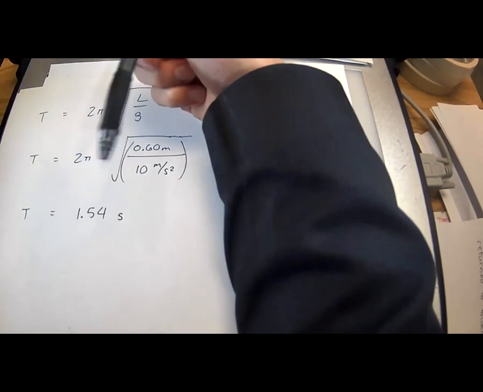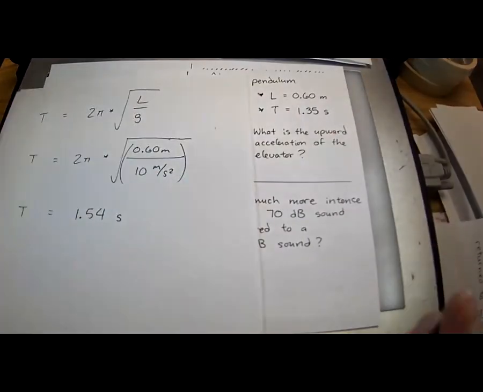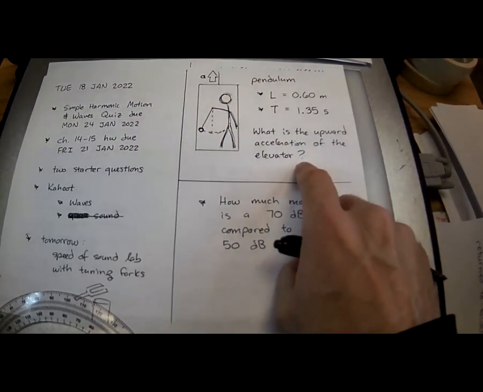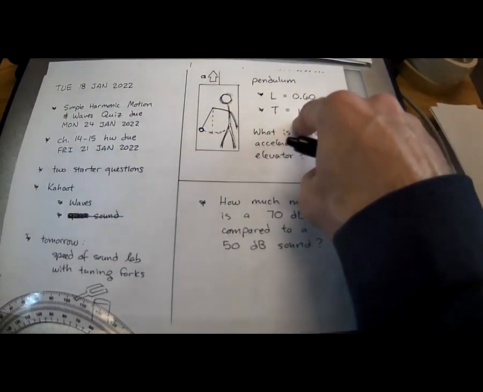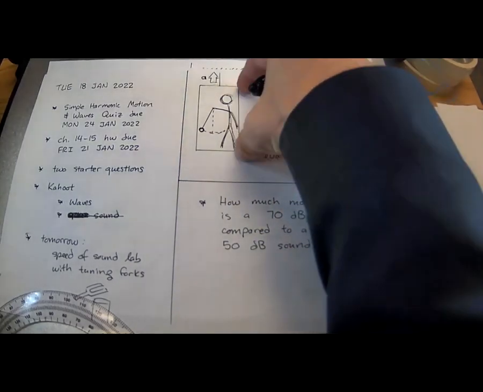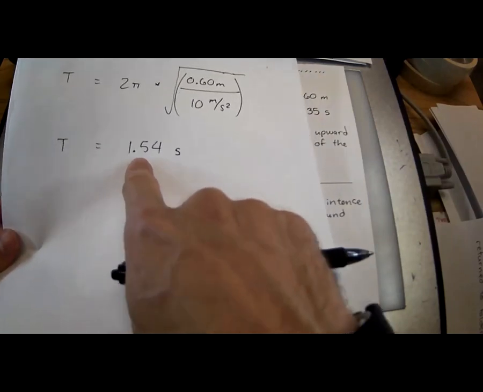So it should be doing something like this, swing, swing, swing. It's actually doing something like this. It's kind of exaggerated, but it's what they do. So what would be the upward acceleration of the elevator to make these numbers play out exactly like that? Remember, if the acceleration is 0, if the elevator is either at rest or moving at constant velocity, then the time period should have been 1.54 seconds, but it's not.